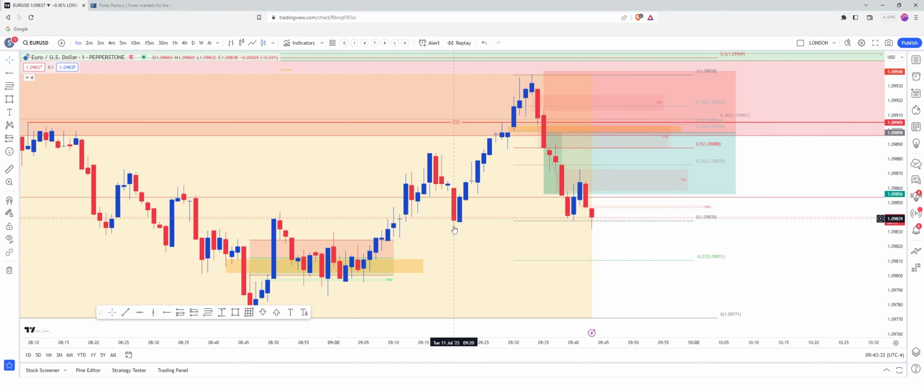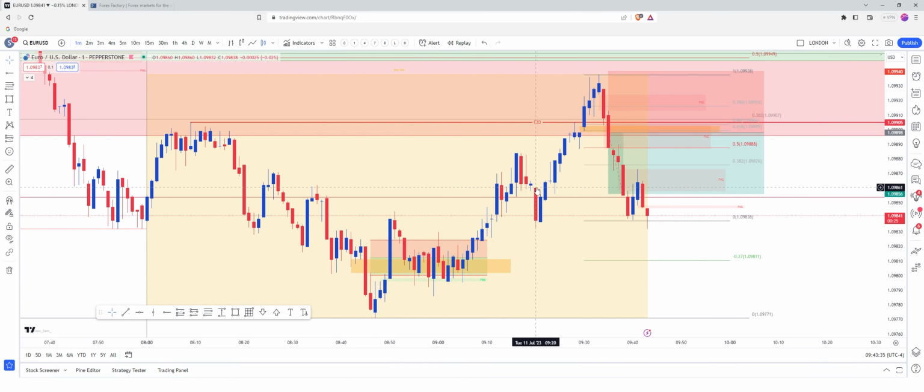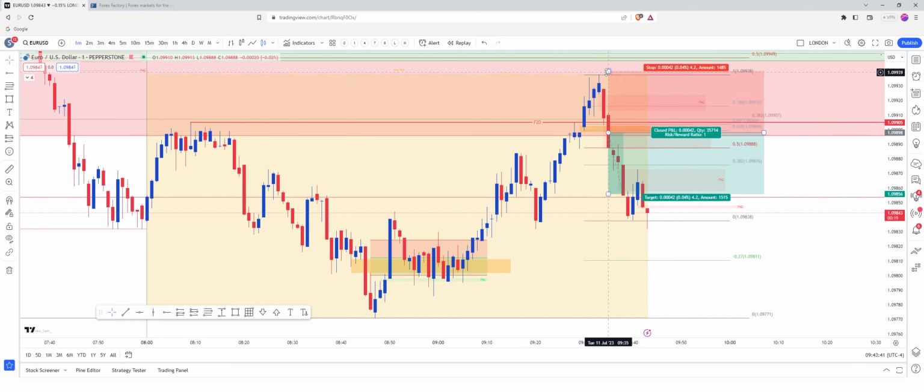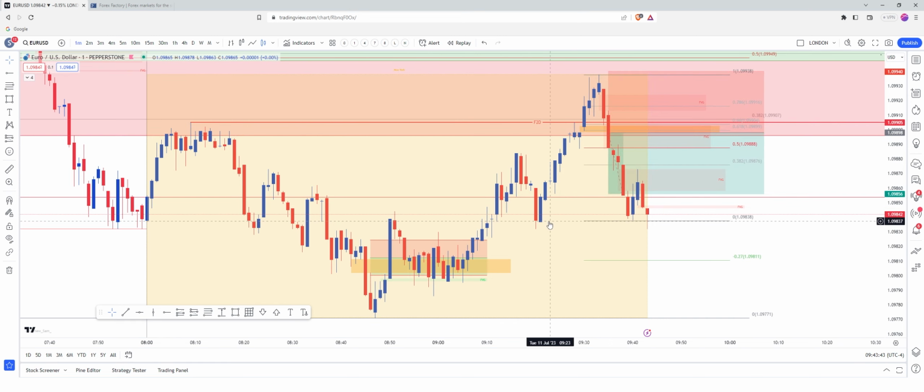So this now could be our breaker block if we start displacing below this. This is our last down closed candle before we took the highs. Close through that, this is our breaker block. At the moment it's an order block. If we lose that, that would act as a breaker block.